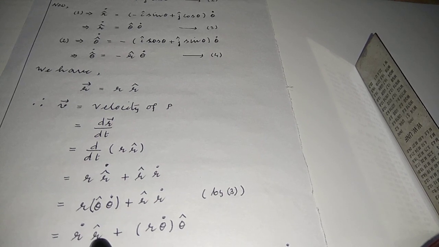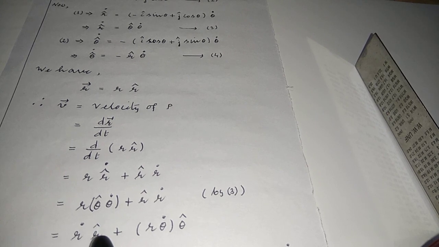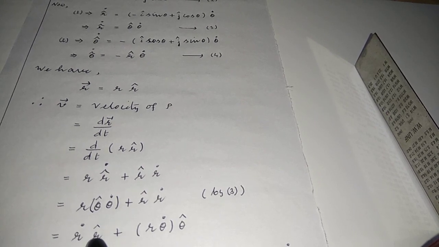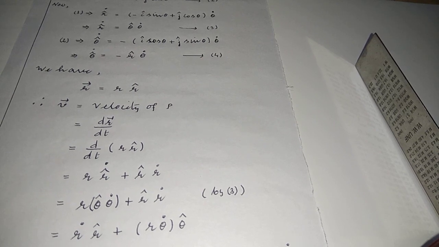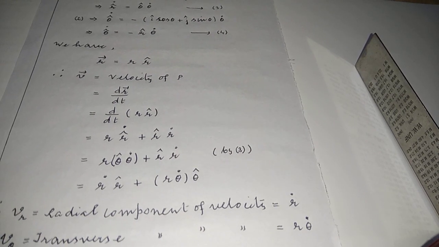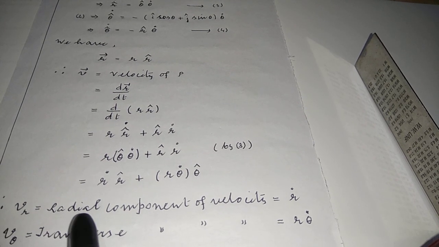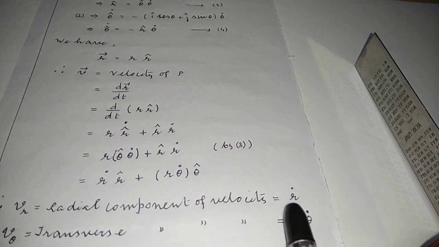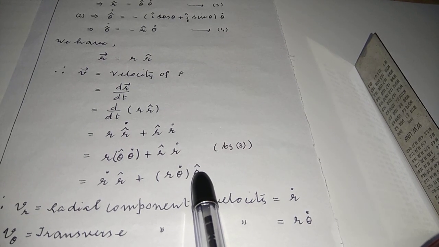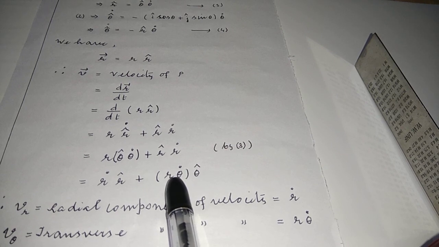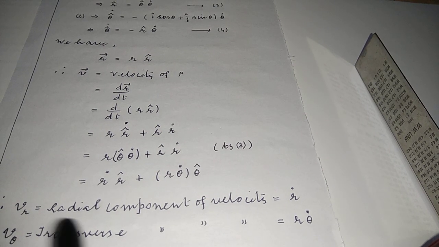So r cap is the unit vector along OP and theta cap is the unit vector perpendicular to OP. So here the radial component of the velocity is the coefficient of r cap, so it is r dot. We have denoted the radial component of velocity by v_r, so v_r is equal to r dot. The coefficient of theta cap is the transverse component of velocity, or the cross-radial component of velocity. So what is the coefficient of theta cap? It is r theta dot. This one we have denoted by v theta, the transverse component of velocity, so it is r theta dot.